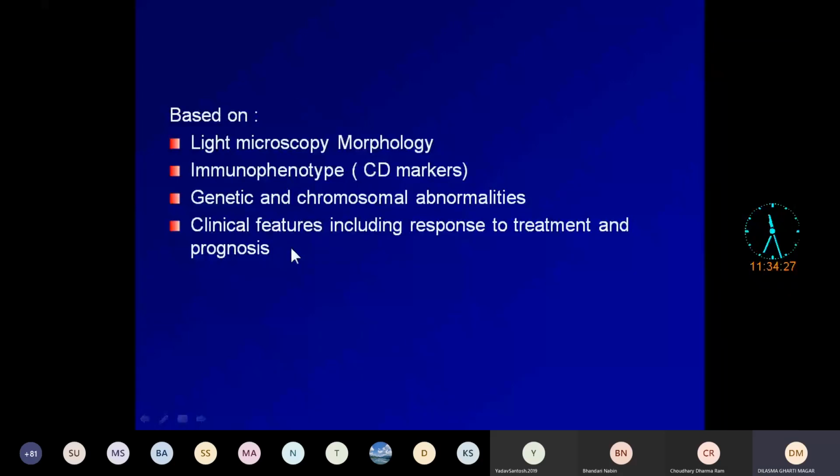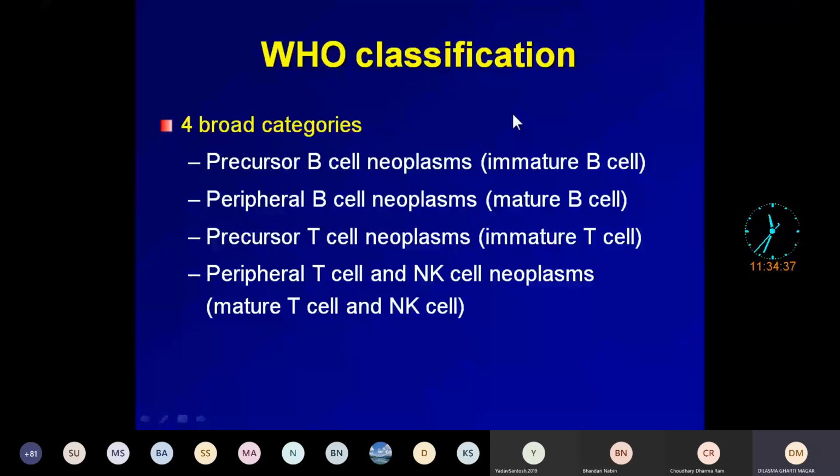So now we'll go to the classification. The WHO classification here is based on four categories. The first one is the precursor B cell neoplasm. Precursor B cell means we will see the immature precursor cells. That's why here in the bracket it is written immature B cell, precursor B cell neoplasm.